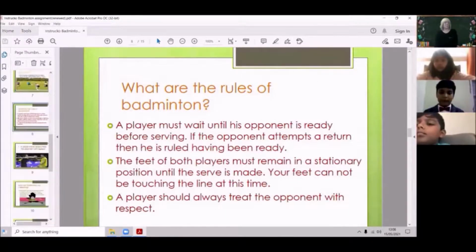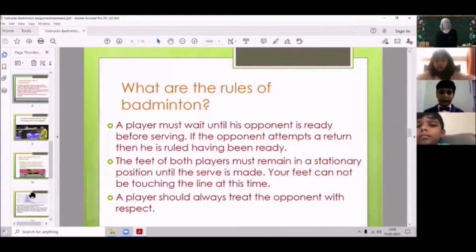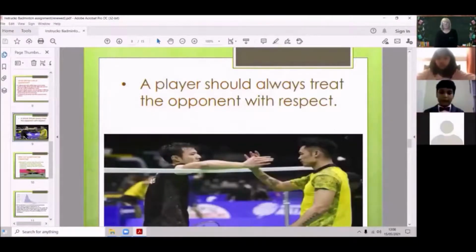What are the rules of badminton? The player must wait until his opponent is ready before serving. The opponent returns, which gives the rule of having been ready. The feet of both players must remain in a stationary position until the serve is made. The feet cannot be touching the line at this time. A player should always treat the opponent with respect.